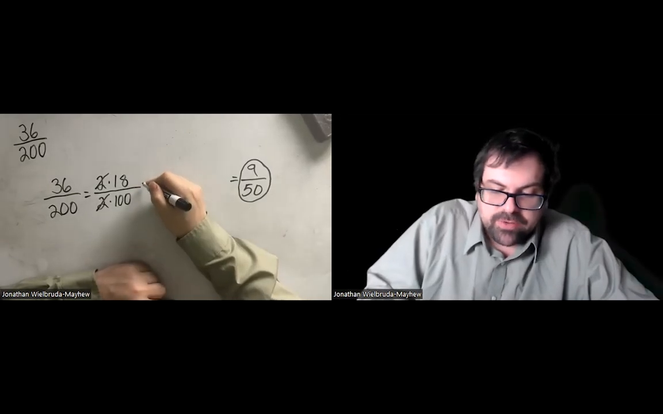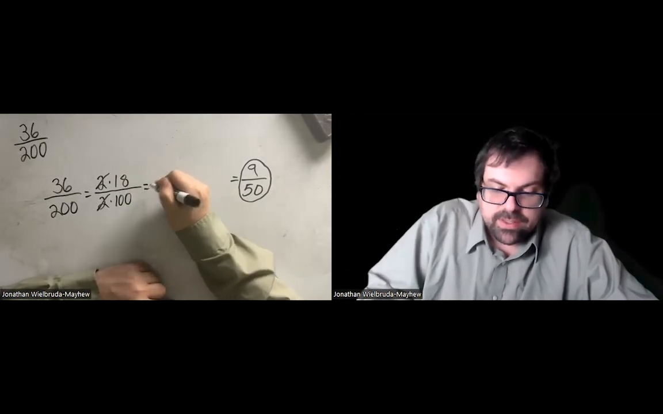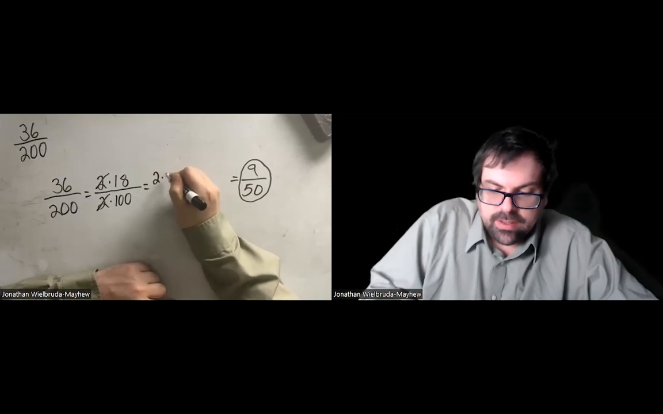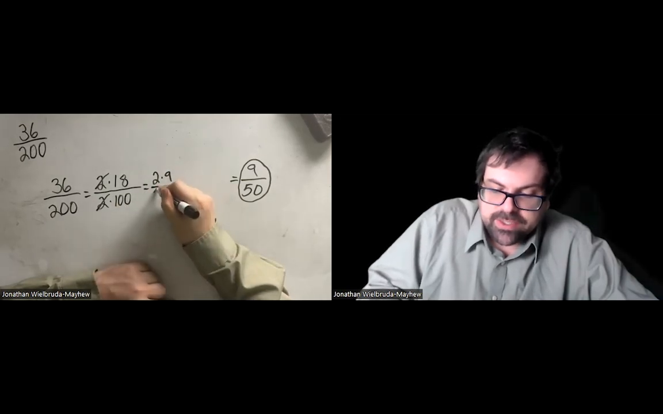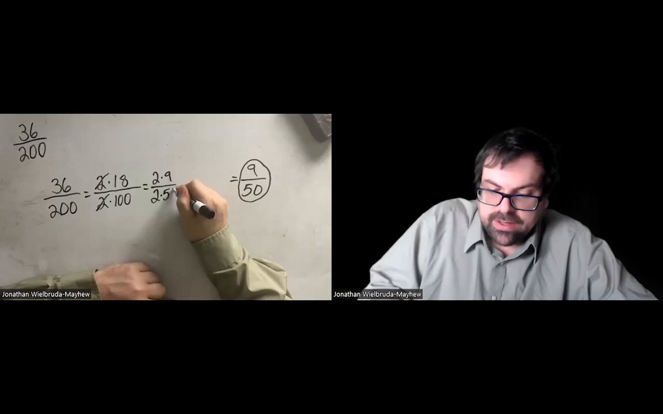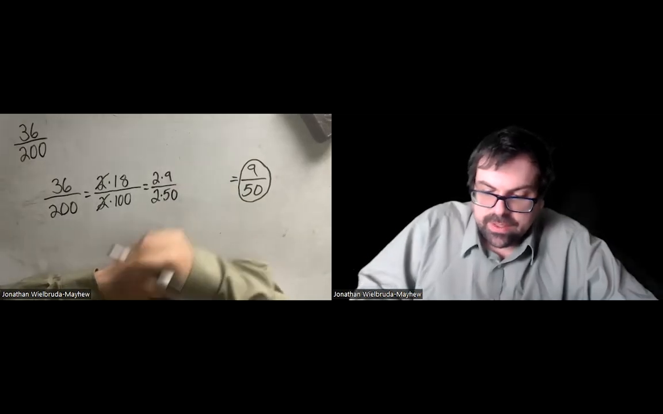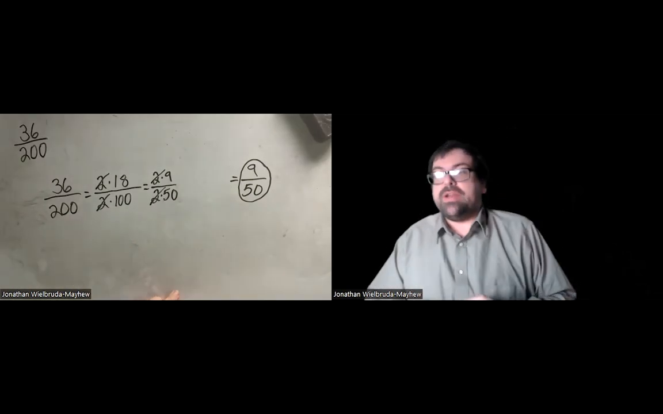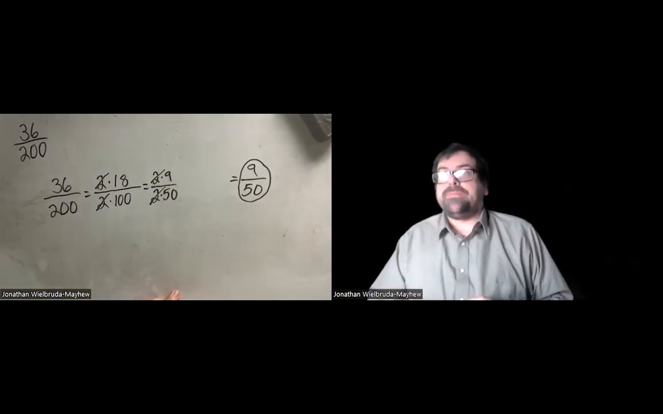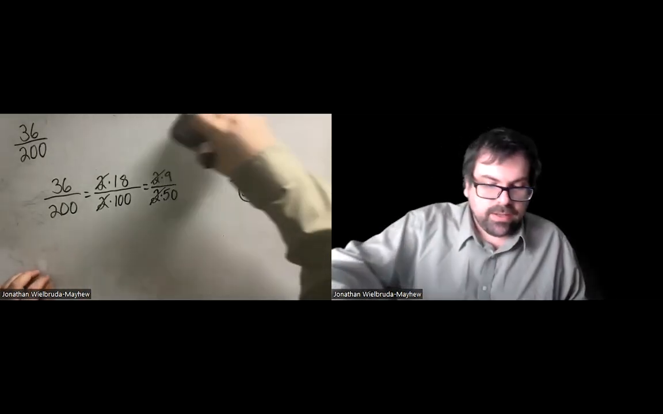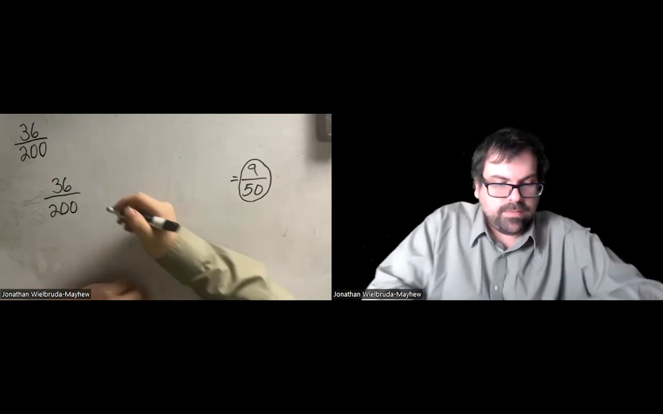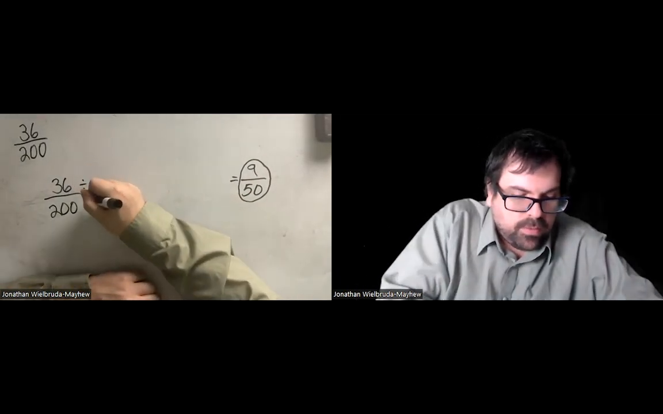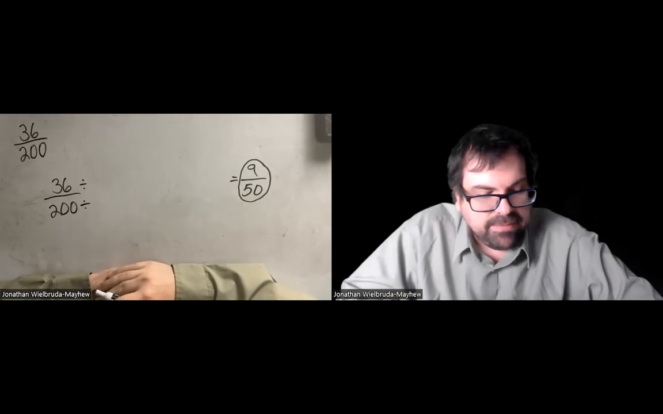We have 18 over 100. We can notice again both of those have a factor of 2 in common. 18 is 2 times 9. 100 is 2 times 50. And when we cancel the 2's, there's our 9/50. So you can write it that way. Or you can just divide top and bottom by the same number.